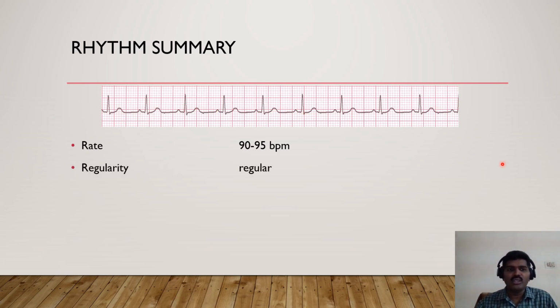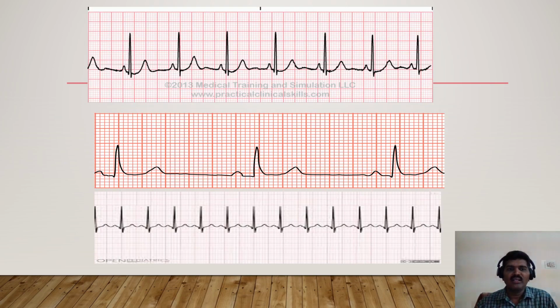Regularity is regular. P waves are normal. See, each P wave is followed by QRS complex, and all the P waves look morphologically similar. PR interval is 0.12 seconds, which is normal, and the QRS duration is 0.08 seconds. Again, it's normal. So overall, what is the rhythm here? It's a normal sinus rhythm.